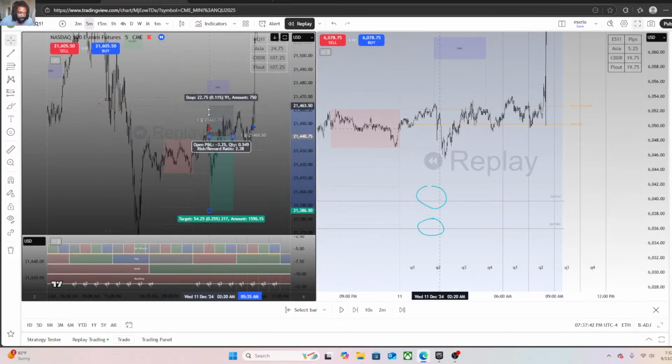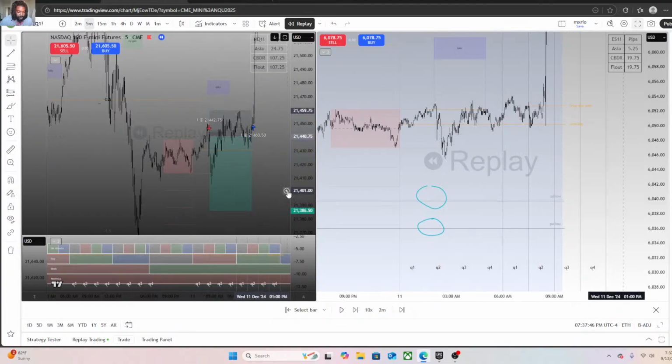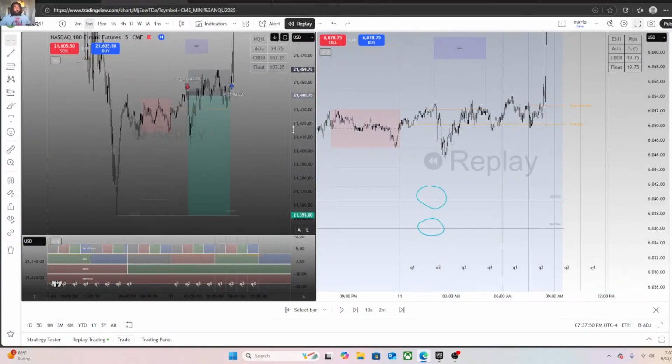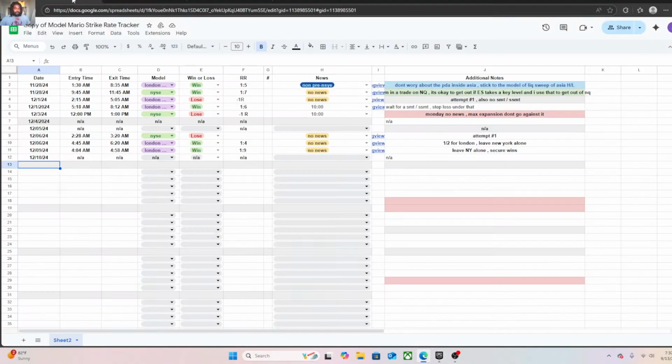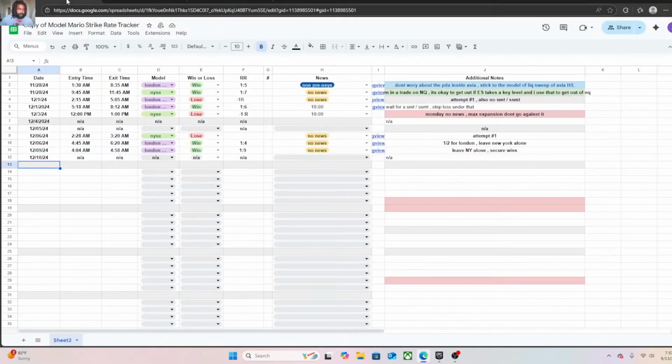My stop loss is right here. We're gonna pull it over. I was trying to target previous day lows. Okay. Screenshot. Copy link. So we're gonna do, this is what, the 11th, 12, 11, 2024.